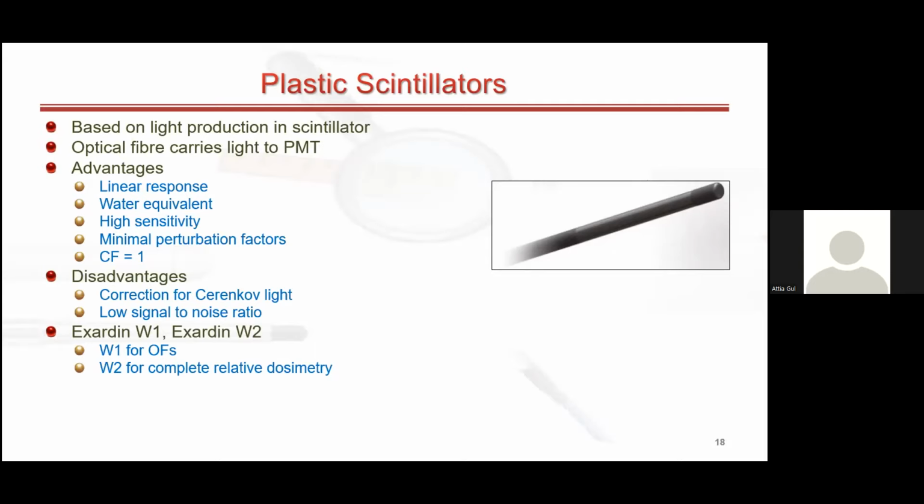The only commercially available plastic scintillators are Exradin W1 and Exradin W2, Sun Nuclear. These are Sun Nuclear detectors. Until 2018, only W1 was available, and it was used only for field factor measurements. But in 2019, W2 was also made commercially available, which can also measure beam profiles and PDDs. Therefore, it can provide a complete set of relative dosimetry in small fields.